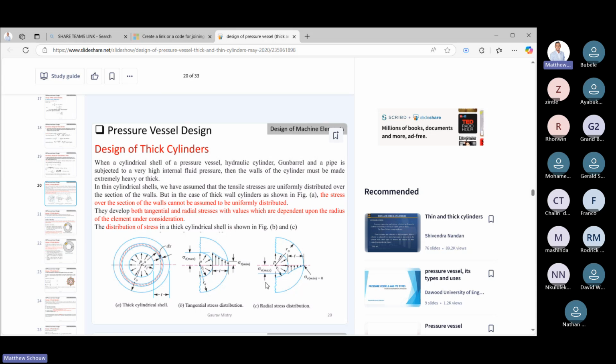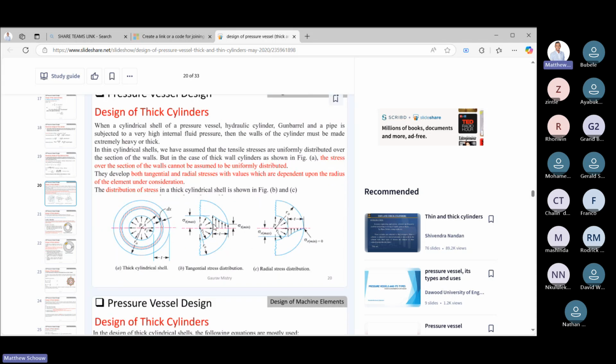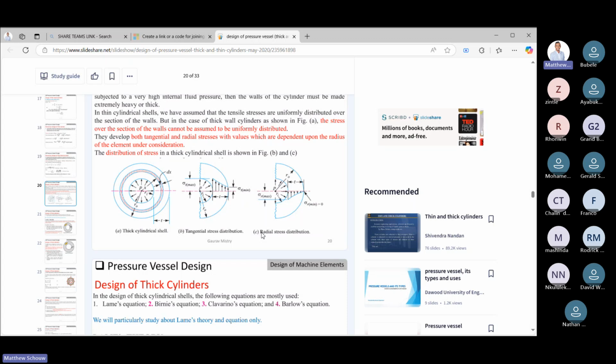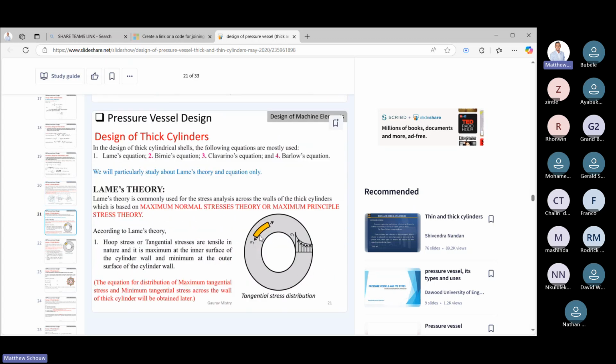Now, in the previous one, right, we only had two types of stresses, the hoop stress and longitudinal. However, here, when you're dealing with a thick cylinder, you have a stress through the thickness, which is called the radial stress, right? That's what this is about. So thick cylinders have radial stresses, and in thin cylinders, we essentially say that the radial stresses are insignificant. Very, very important.